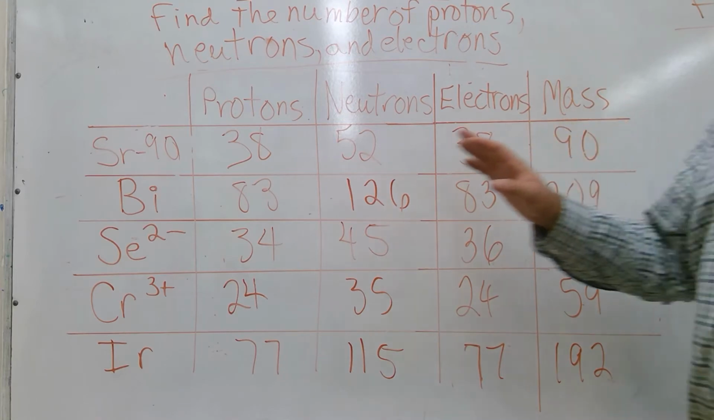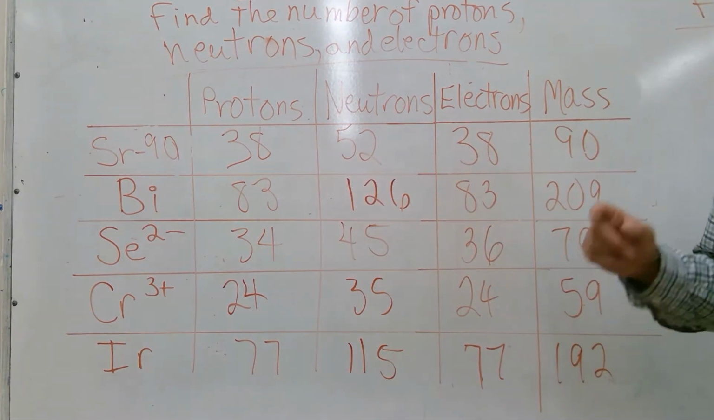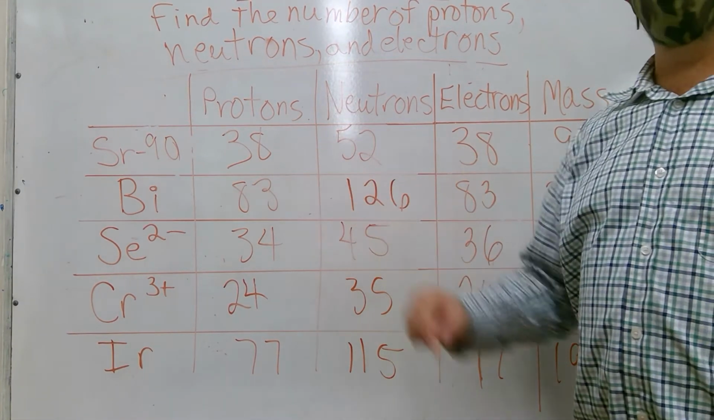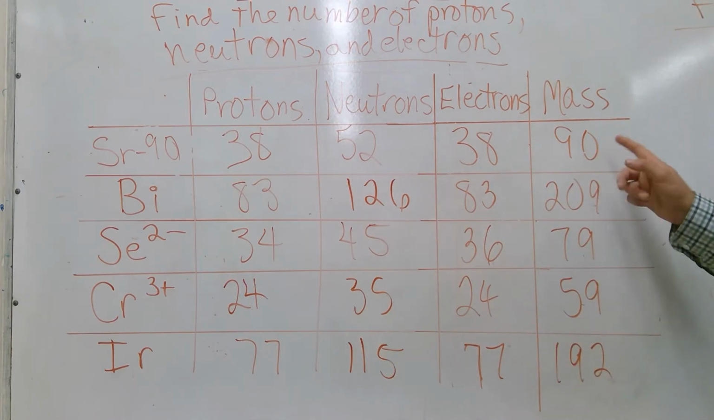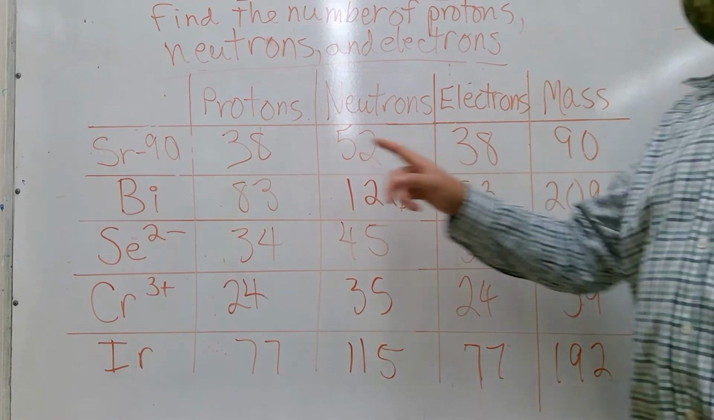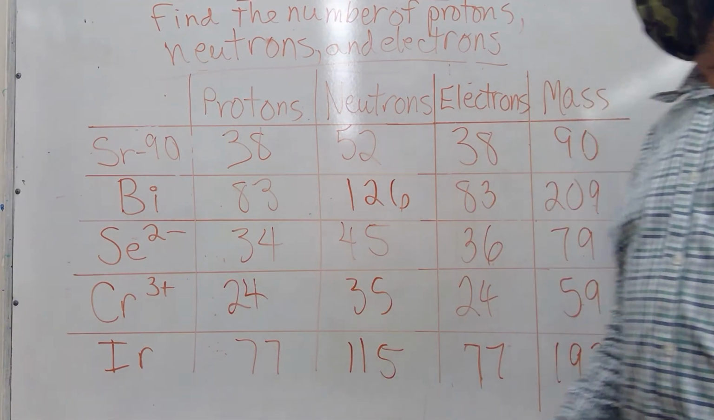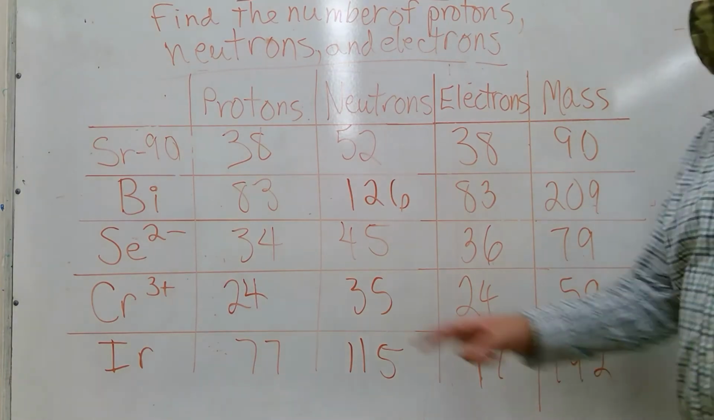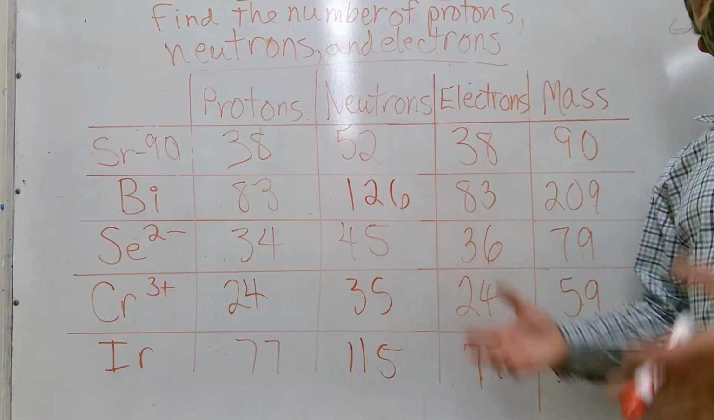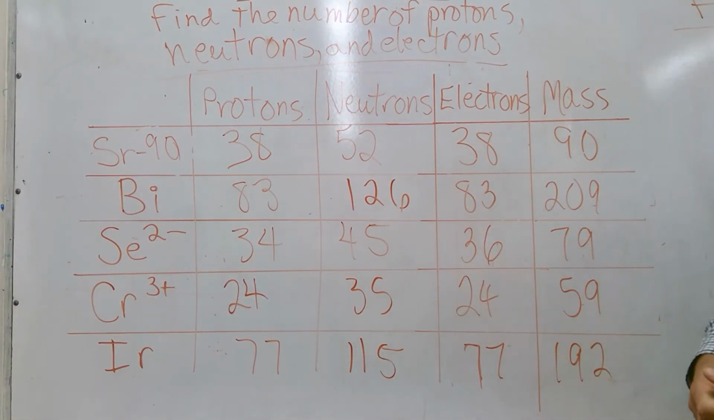We don't see any other symbols, so we assume that this is still a neutral atom with an equal number of protons and electrons, but we use this mass and subtract the number of protons so we get the number of neutrons. Finally, when we see charge symbols, this means that we either have an excess or deficit of electrons relative to the number of protons.